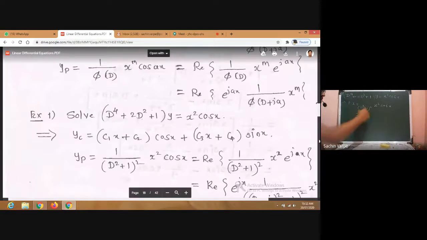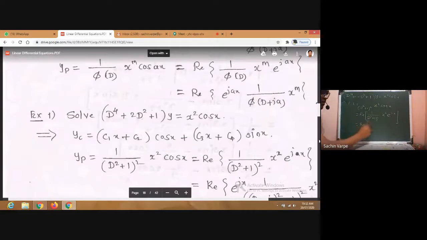Immediately after this, this is the real part. Real part of what? It is the real part of 1 upon (D square plus 1) bracket square into x square e raised to ix. What is a? a is 1. Check. Now we'll solve this bracket first.